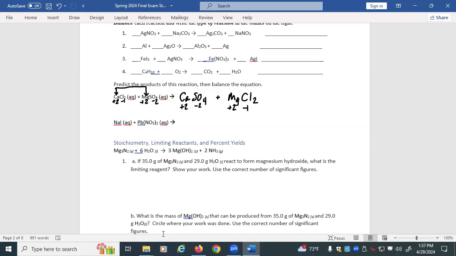And when I do that, I also realize that once I've got the formulas fixed, the equation's already balanced. I had one calcium on each side, two fluorines on each side, one magnesium on each side, one sulfate on each side. Everything's already balanced. I don't need to do anything further.